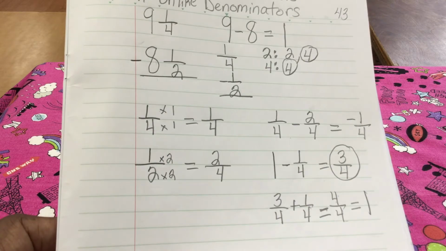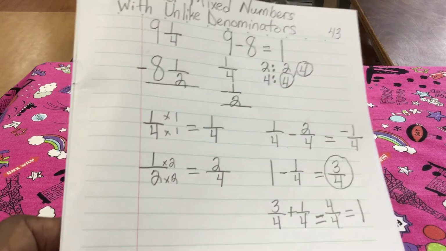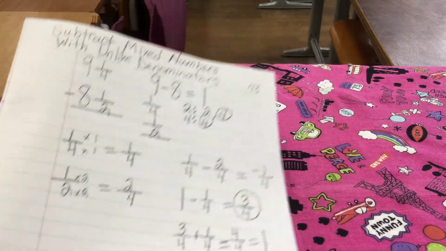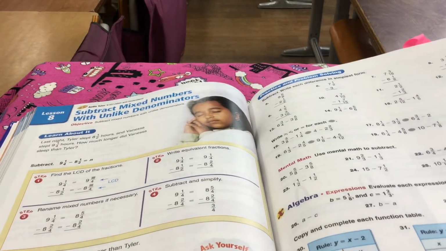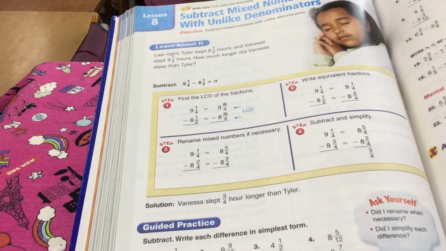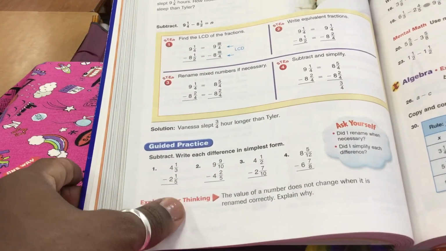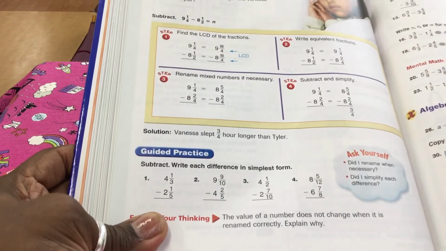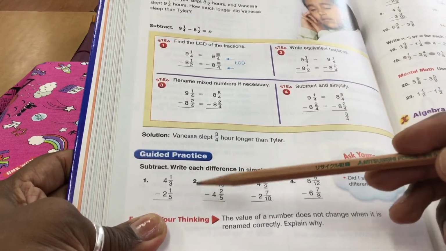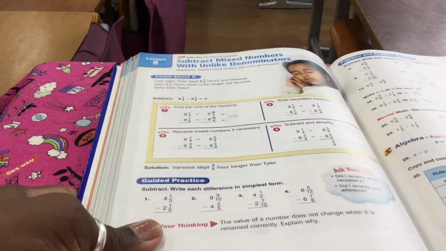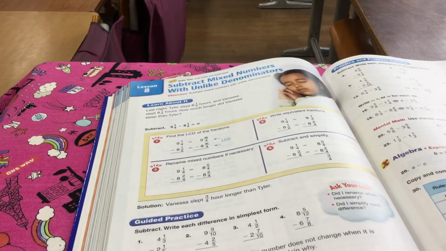All right, moving right along. I'm going to bring my textbook. Oh, such a heavy textbook. Back in, and I'll do a few sample problems with you. So we're going to look down here. I'm going to do number 1. Okay. 4 1/3 minus 2 1/5.